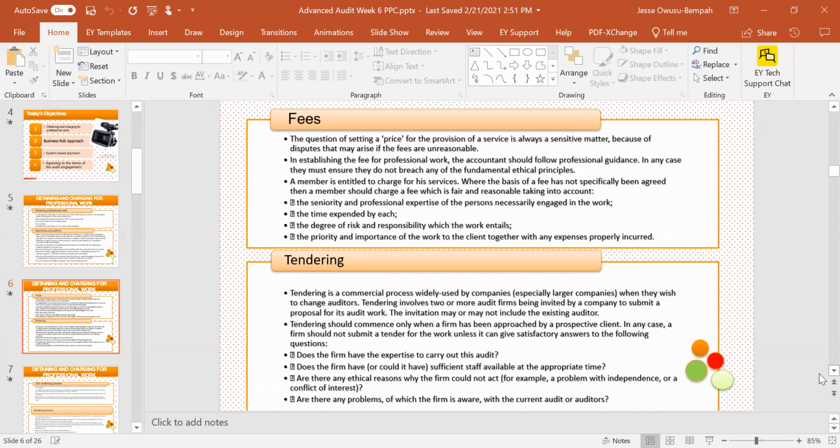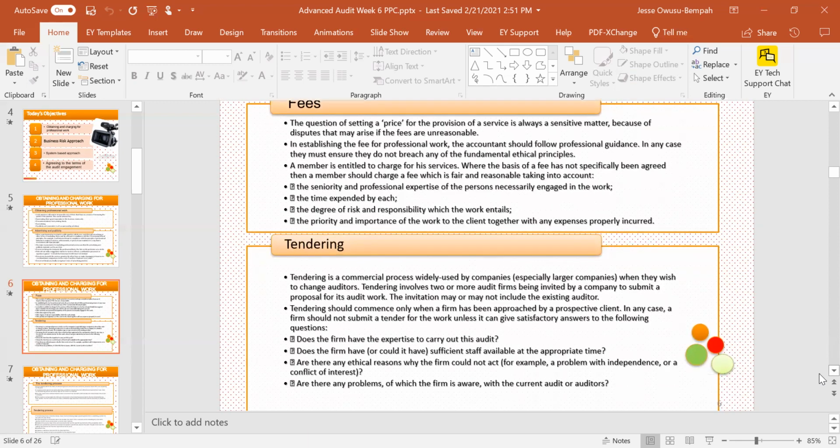Are there any reasons that would make the firm unable to act? What are some of these reasons? Independence issues or conflict of interest issues. Are there any things like that? Also, you'd want to understand, are there any problems or issues that this prospective auditor has with the current auditors? These are questions that you need to lay out and ask. It's very, very important.